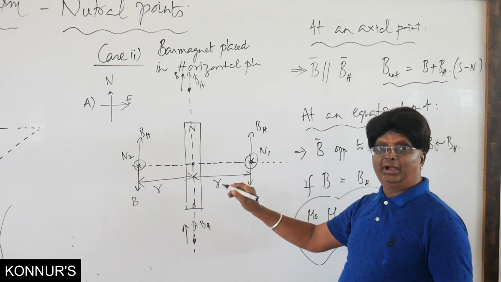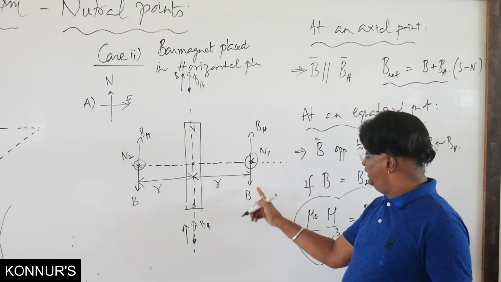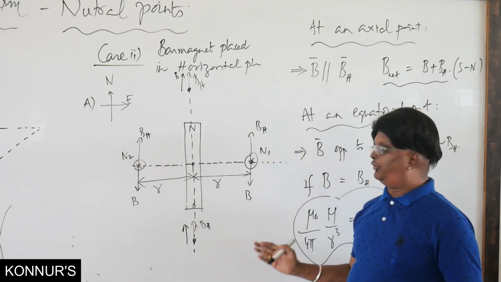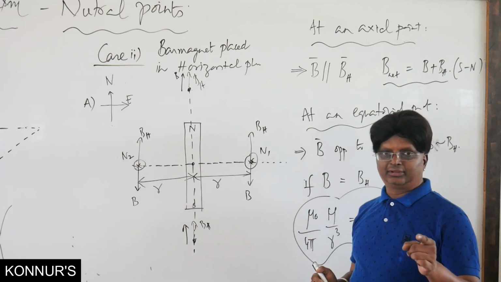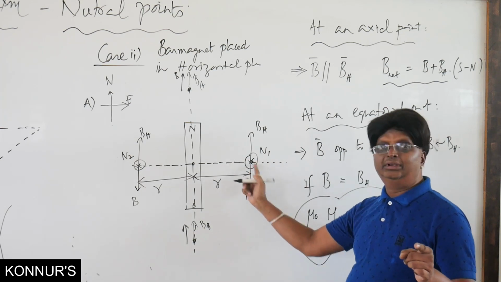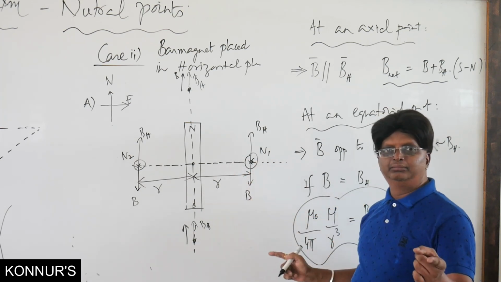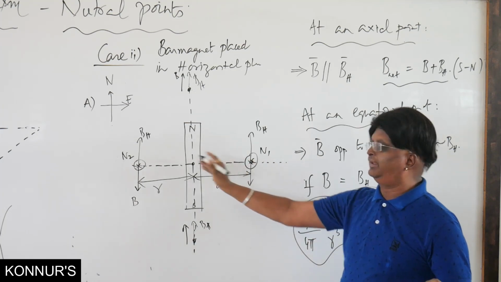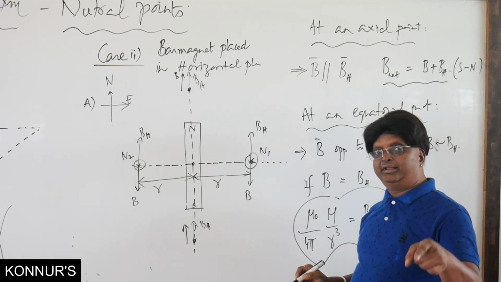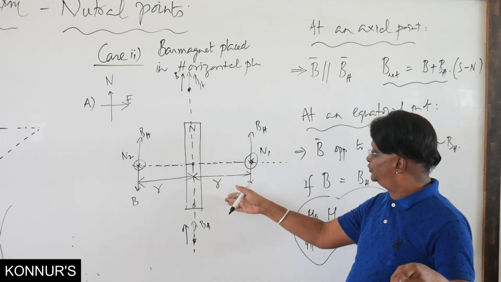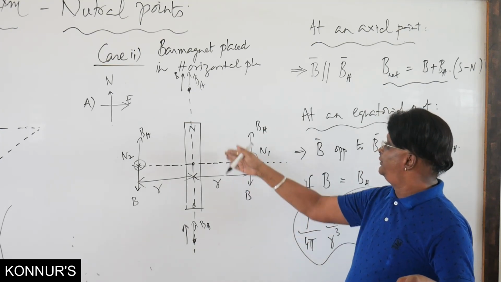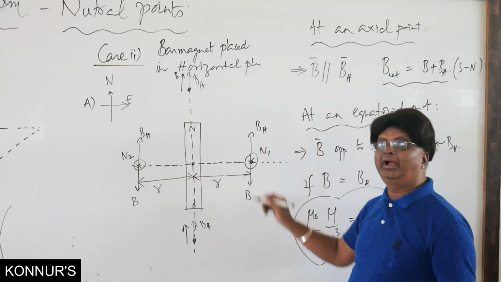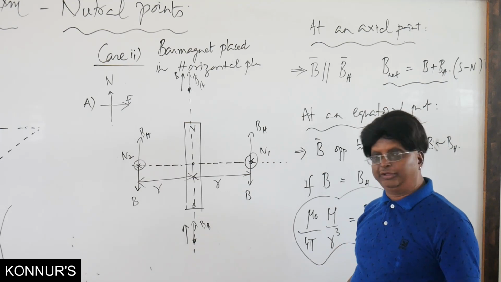Within this null point, at any point, what happens? Here at null points, B is equal to BH. Within this null point, B is greater than BH, yes? Because lesser distance, more value of B, B proportional to 1 by R cube. Therefore, within the null point on either side, the resultant induction will be from north to south, geographical north to south. Exactly at the null point, net induction is 0.